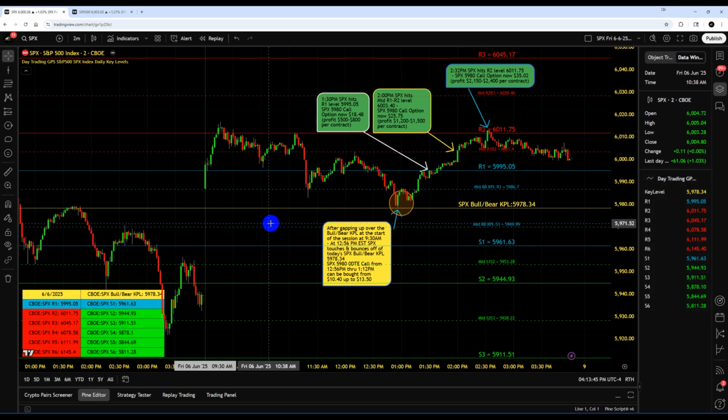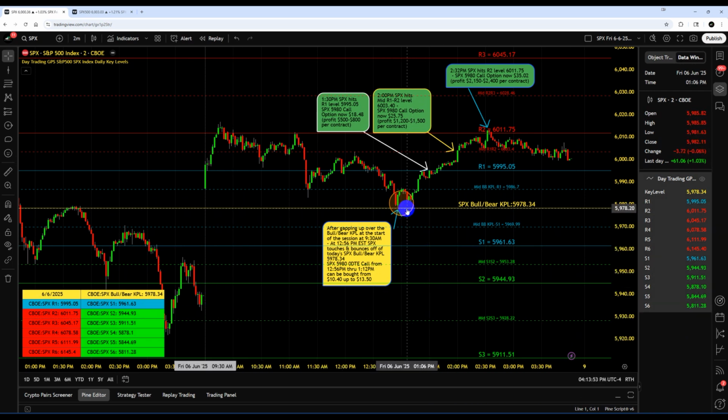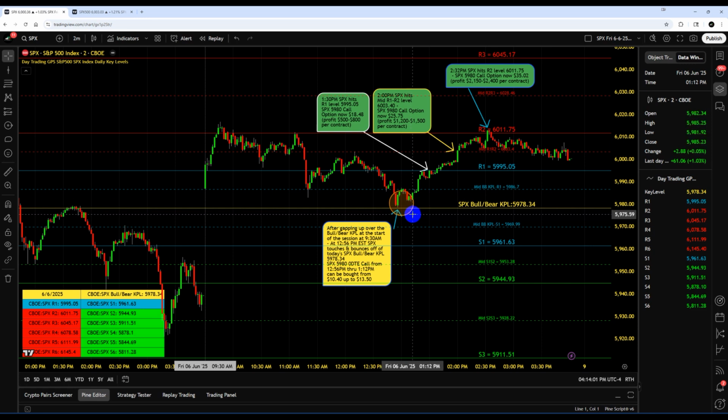But considering the possibility that if it starts reversing we could get a gap fill here, you would want to be out fairly early if this proves to be wrong. So the most prudent thing to do here is a quarter level below as your stop loss. But again, every trader's different. Some traders like to have a more liberal stop loss, but the most prudent stop loss here would be a quarter level below the bull bear key price level.